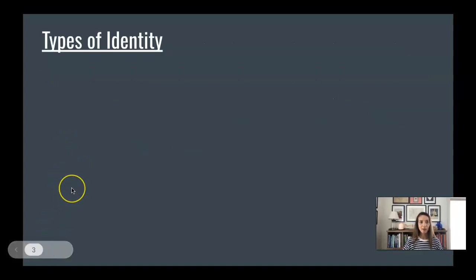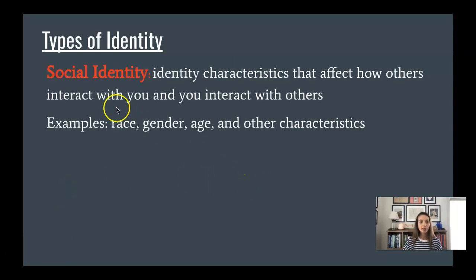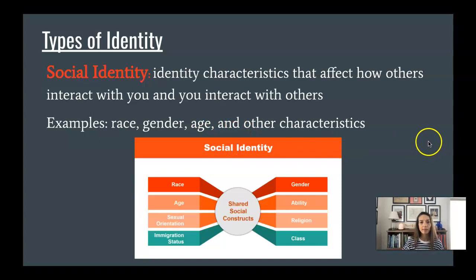Okay, next page. This brings us to our first type of identity. The first one is social identity. It reads, identity characteristics that affect how others interact with you, and then how you interact with others. Okay, so let's break this down a little bit. Examples of social identity could be, and you're going to see that there's some overlap with some of them, race, gender, age, and then there's a whole slew of them more, but just to give you some examples. So let's think about your age.